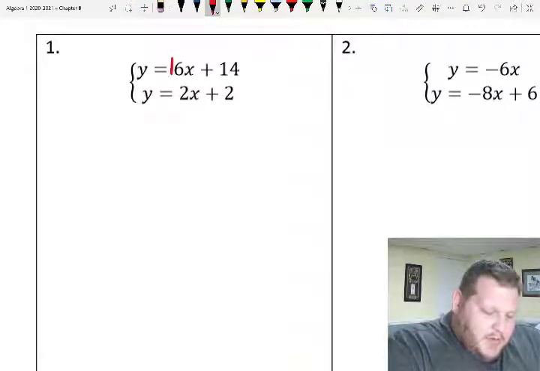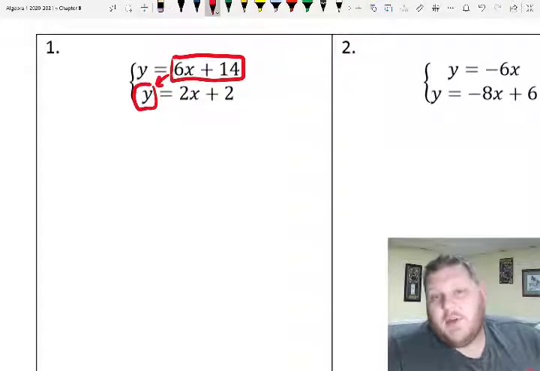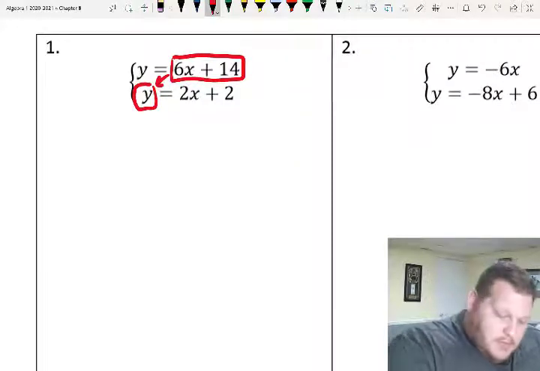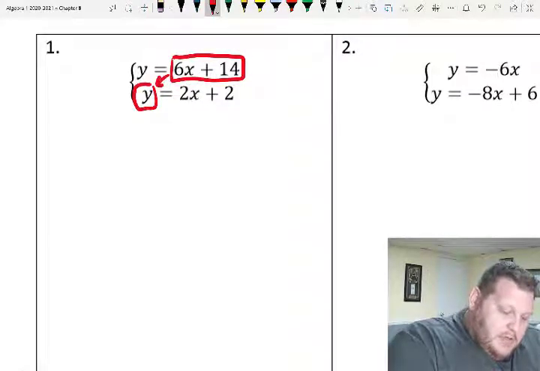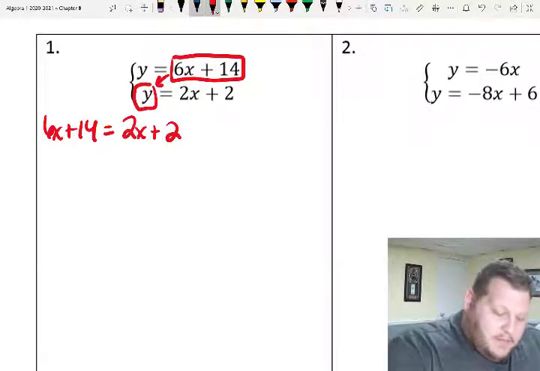I can say, all right, well, in my top equation, I know y equals 6x plus 14, so I'm just going to replace y in my bottom equation with 6x plus 14. I end up with 6x plus 14 equals 2x plus 2. I know those two things are equal to each other, so I can now go ahead and solve.